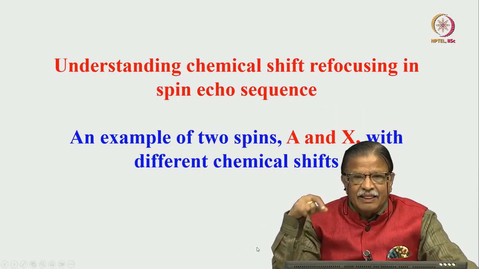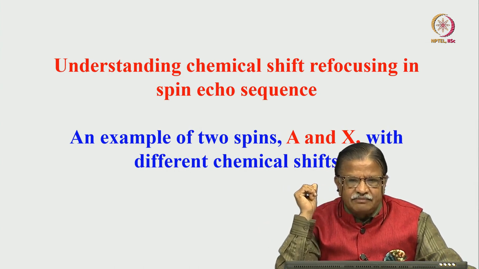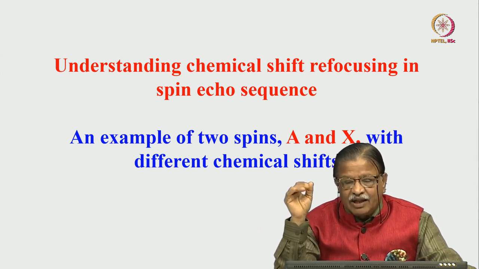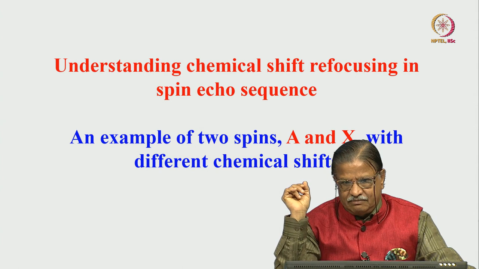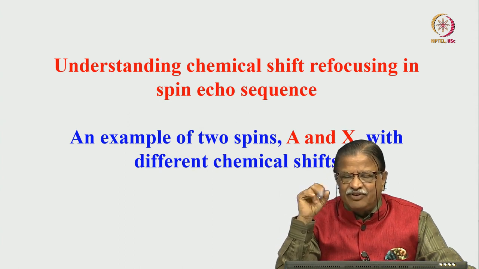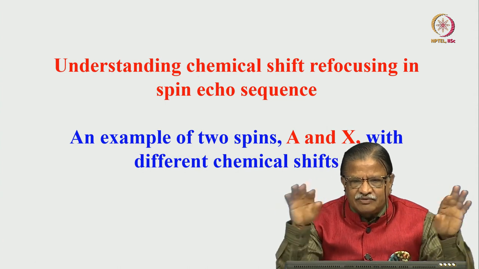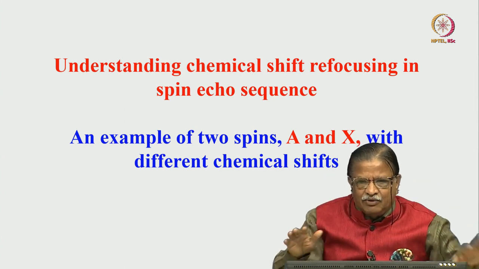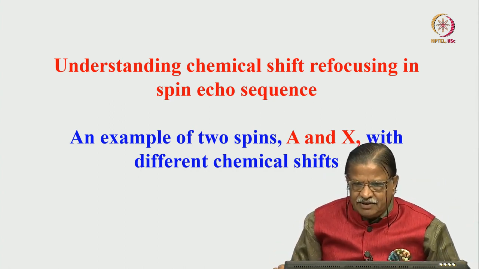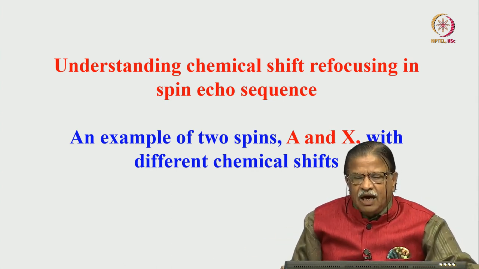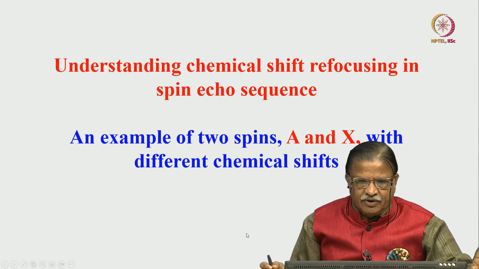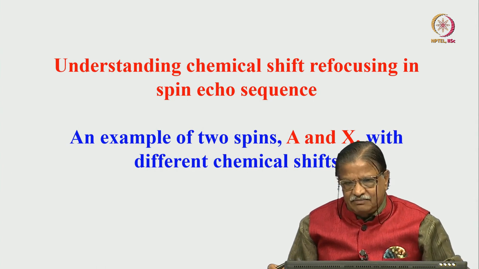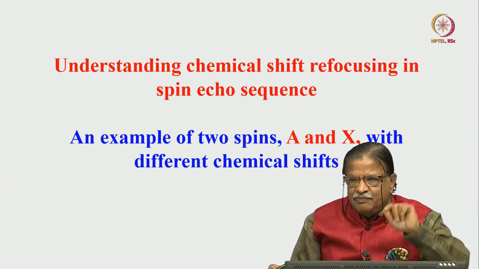Now, we will understand what happens to chemical shifts and what happens to coupling, both in the homonuclear case and the heteronuclear case, during the spin echo sequence. We will take the example of first two spins with different chemical shifts. I am not talking about the coupling at the moment. We will come to the coupling evolution later. Right now I am assuming only two independent spins with different chemical shifts, and no coupling. Let us see what happens in the spin echo sequence for these two spins.